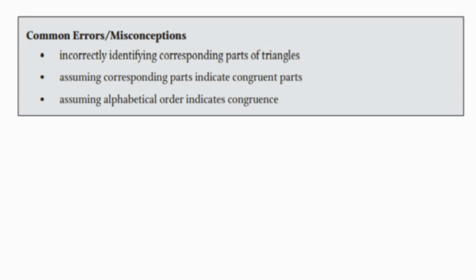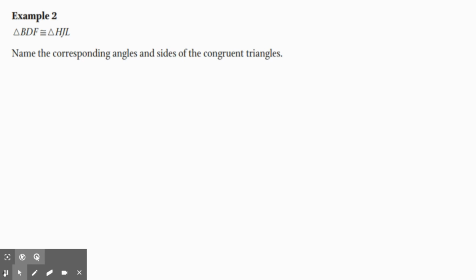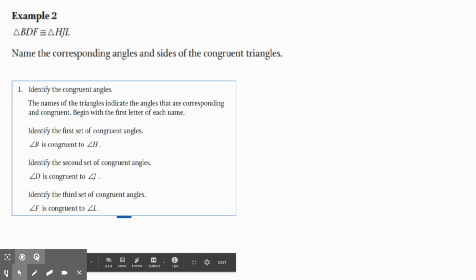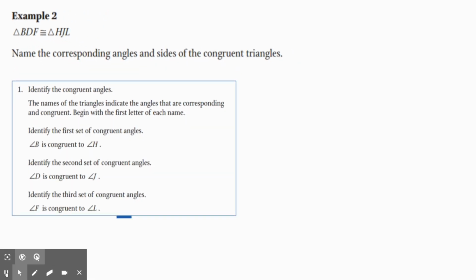Here are some common errors and misconceptions. Example 2, triangle BDF is congruent to triangle HJL. It says, name the corresponding angles and sides of the congruent triangles. The only thing we have to go off of is the way the congruent statement is ordered. So based off the order, we're going to say that angle B is congruent to angle H, angle D is congruent to angle J, and then angle F is congruent to angle L.